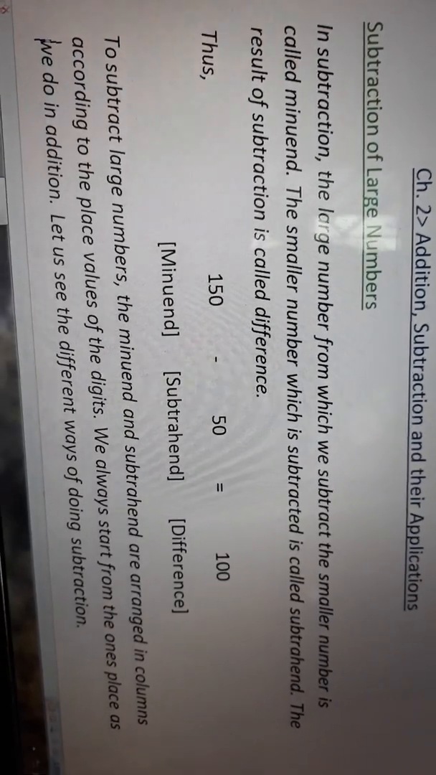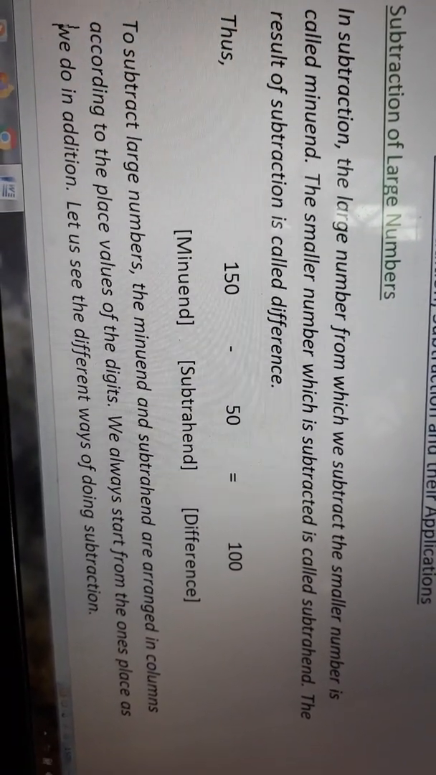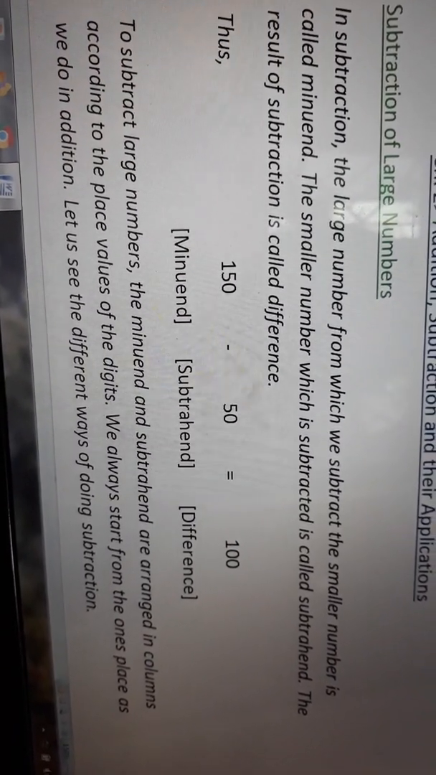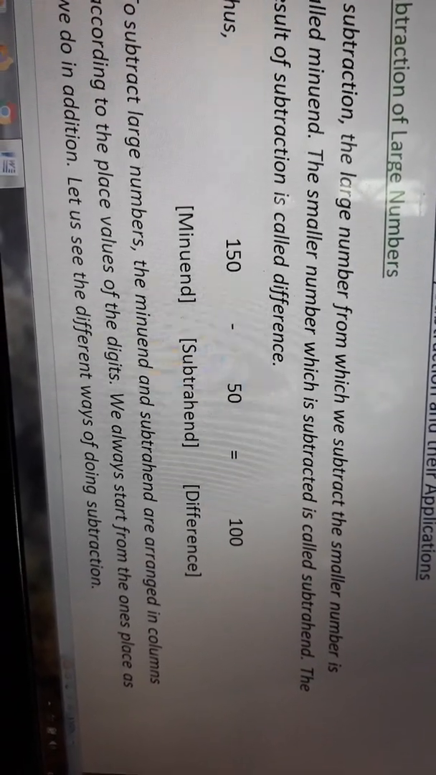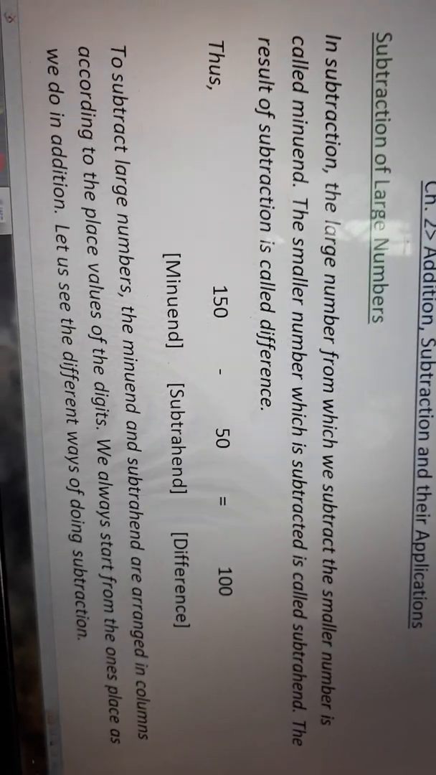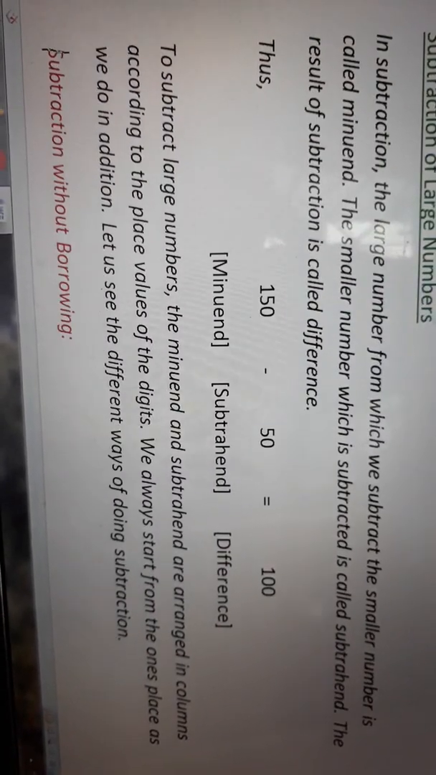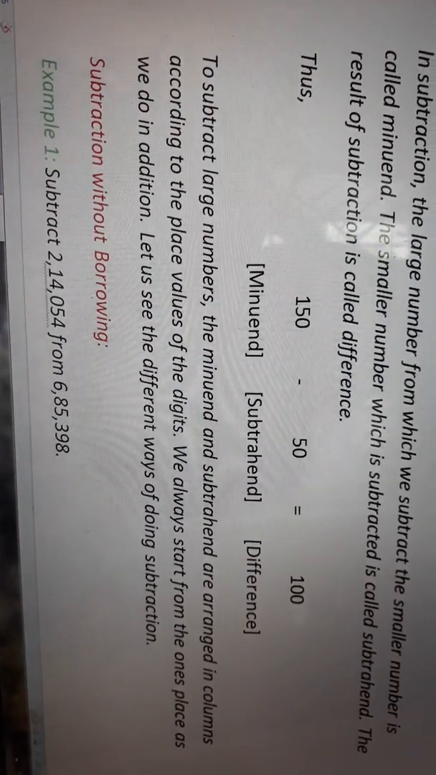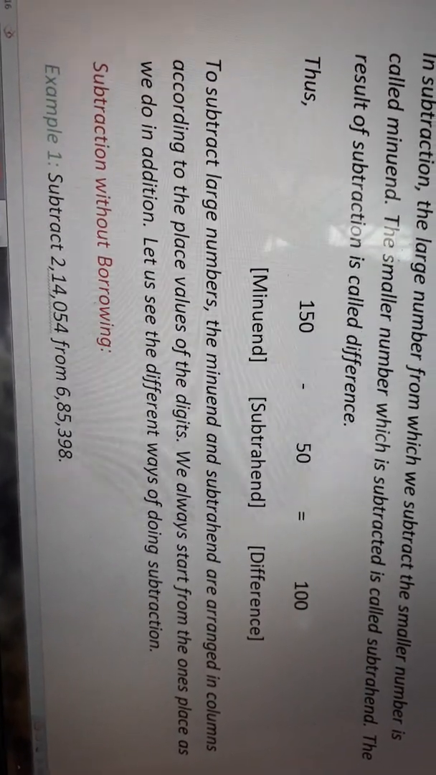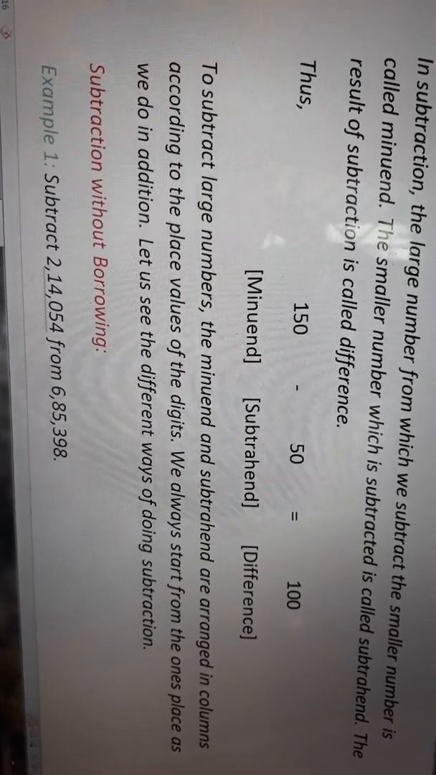To subtract large numbers, the minuend and subtrahend are arranged in columns according to the place values of the digits. We always start from the ones place, as we do in addition. Let's see the different ways of doing subtraction. At first I will discuss subtraction without borrowing. So let's see the first example.